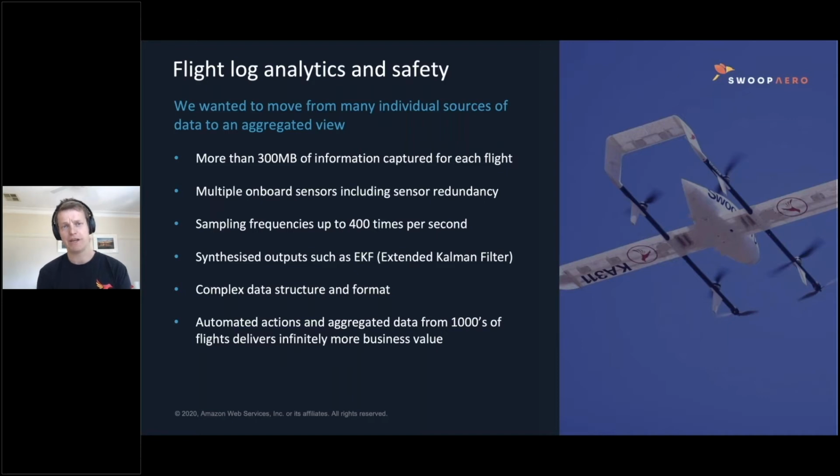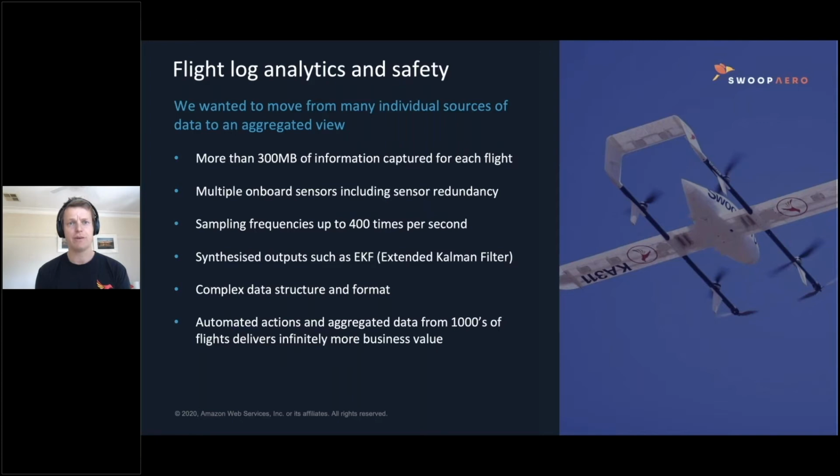And similarly to building an AWS production environment, our aircraft are fitted with significant hardware redundancy, removing any single point of failure, with multiple sensors across the board, for example, airspeed, GPS, or inertial measurement unit. The log outputs that come out also include synthesized data, such as an extended Kalman filter, which is an onboard state estimate based on the many sensor inputs. This data is quite complex, with every component having its own unique set of values and each logging within its own time step, some up to 400 times per second.